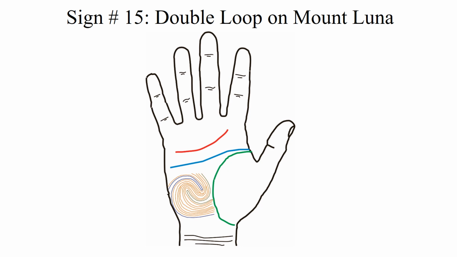The presence of the double loop on Mount Luna would be a negative sign, in case the headline terminates in Mount Luna. This is due to the fact that the person's mind would be strongly influenced by conflicting imaginative thoughts.